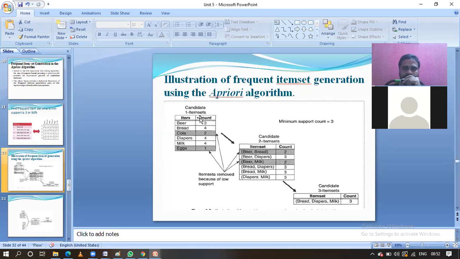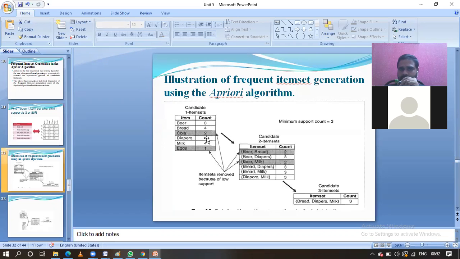From this, we are going to generate the candidate 2 item set, guys. For that, we have to write all the combinations of beer, bread, diapers and milk. First I'm taking beer. With the second item, bread, that is one combination. Beer with diapers, second combination. Beer with milk, that is the third combination.